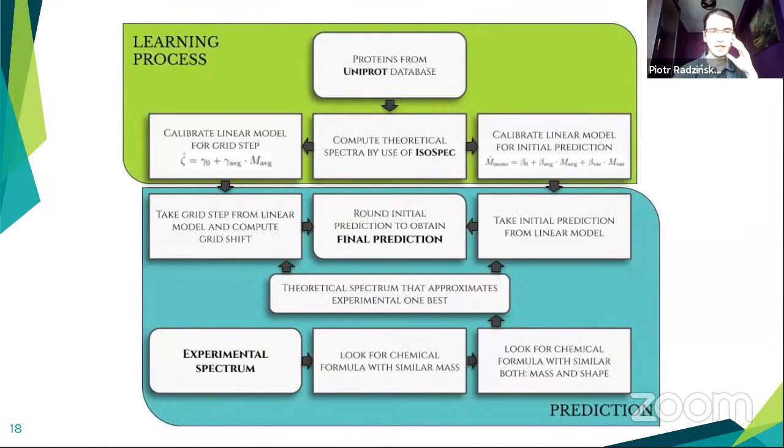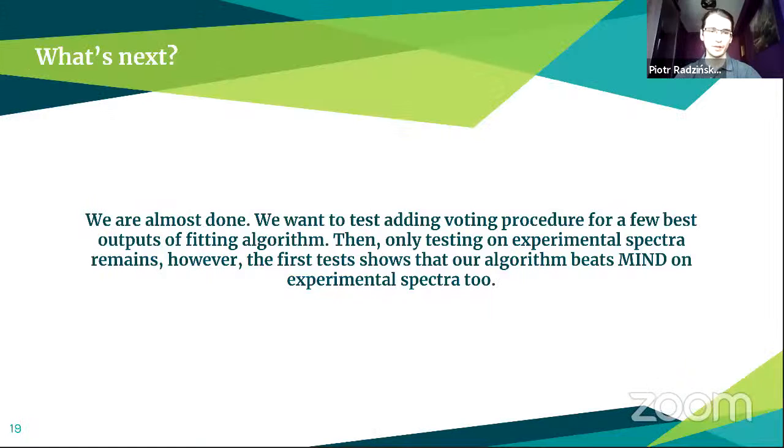And here I have a workflow. This is part of the learning process that gives us the linear models. And then when we have those two linear models, prediction comes down to just fitting the spectrum that fits our experimental spectrum best, taking the variance and average mass, putting them into the linear models, and then we have the final prediction. And we are almost done. We have to do more tests.